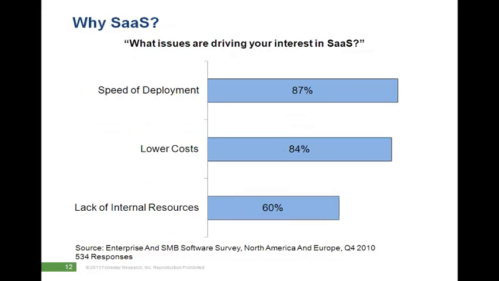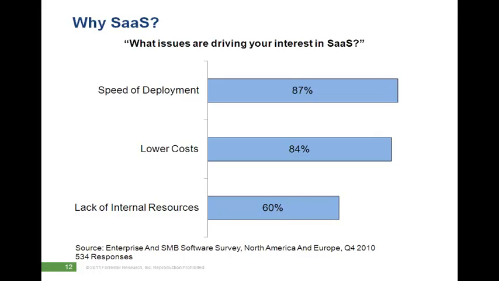This next chart shows what's driving your interest in SaaS. As we talked about earlier, speed of deployment was by far the number one response, with 87% of respondents indicating that speed of deployment was the primary reason they were looking at it. Very closely behind, 84% felt that lower costs were certainly a factor. And finally, 60% said that lack of internal resources inside their enterprise to implement an integration solution was one of the reasons they were looking for a SaaS-based integration approach. So this all tracks with a lot of the information we were showing earlier.